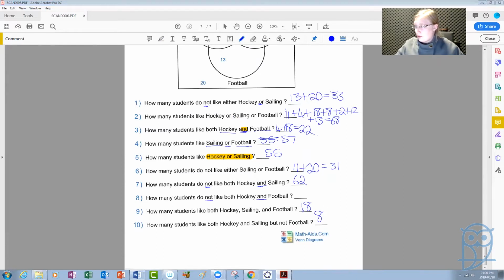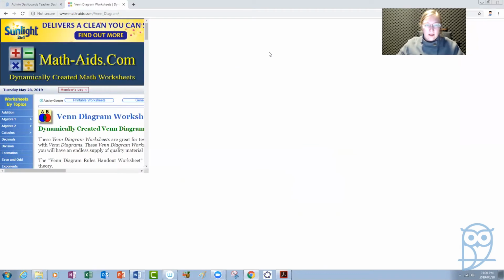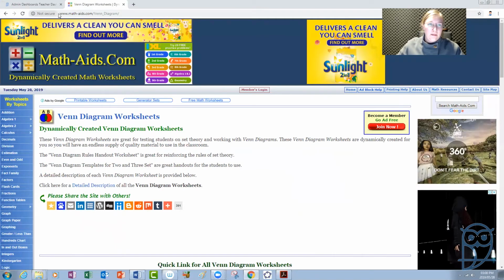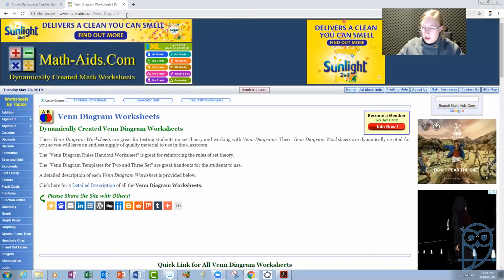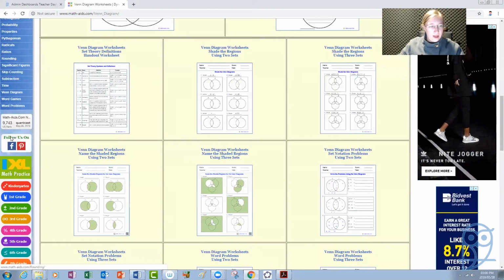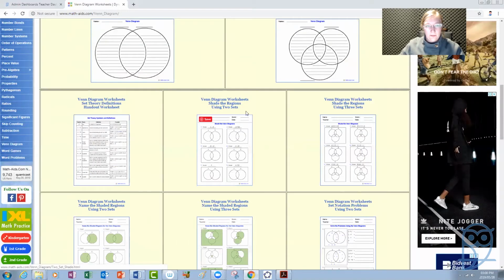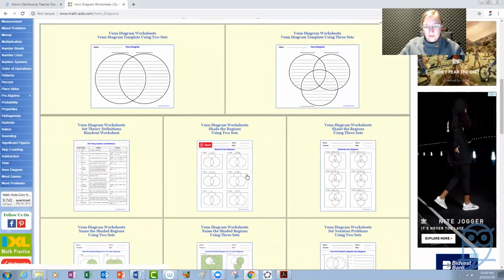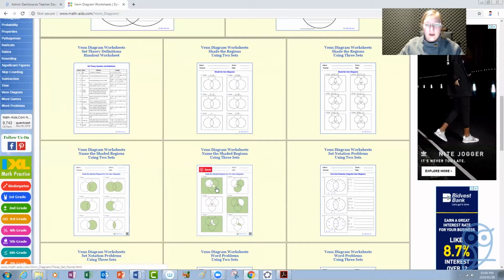So I want to show you guys this over here. So this is mathaids.com/Venn diagram. This website has a lot of ads, but if you want to find it, just go to mathaids.com. If you scroll down, there's Venn diagrams. So this is what it looks like. So here is all of the worksheets that I worked through today. They generate multiple worksheets. So you can print 20 worksheets and all of them will look different. So you can practice these very, very easily.